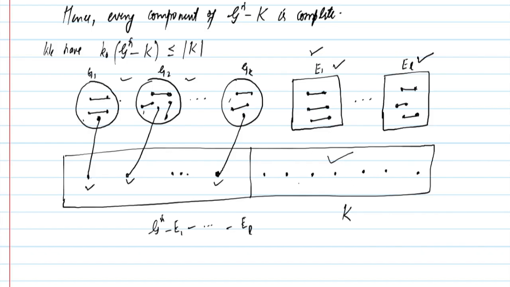And the second case is, if all of these components are even in number, then simply removing these components, the remaining K will have an odd order, and it will be a complete graph of odd order.